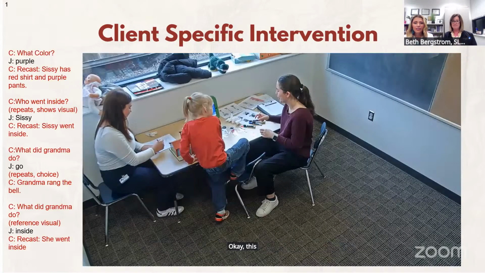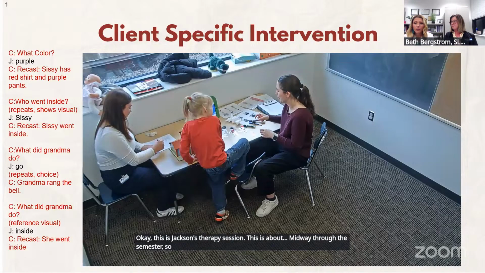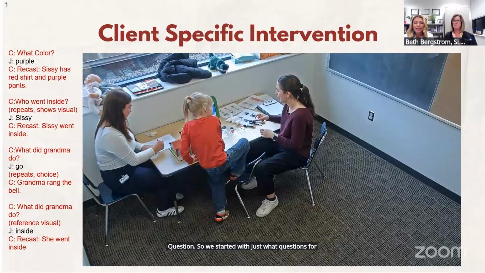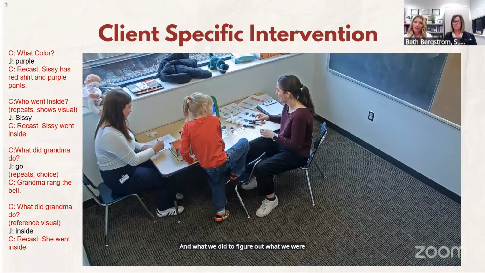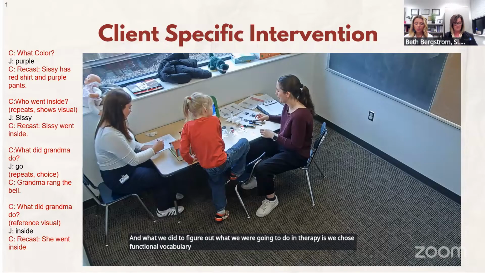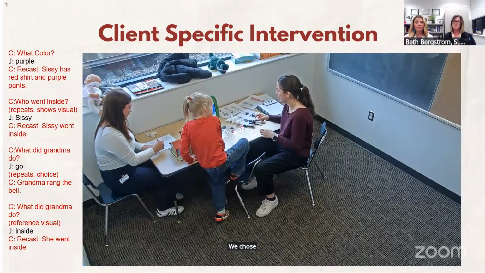Okay, this is Jackson's therapy session. This is about midway through the semester. At this point, we're working on his questions. We started with just what questions for him, and then what doing, and we're also targeting who. To figure out what to do in therapy, we chose functional vocabulary to target. We chose food, body parts, and people in his family.